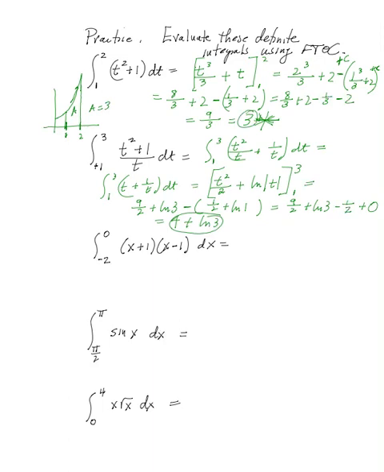Okay, take a minute and do this next one, the definite integral from -2 to 0 of (x plus 1) times (x minus 1) dx. Again, think about how to find an antiderivative of x plus 1 times x minus 1. Don't wait me out on this one. Please be working on this one.